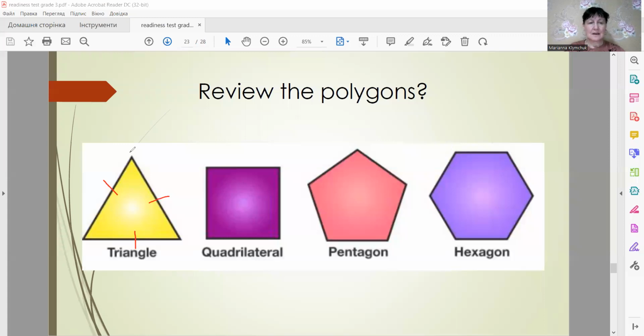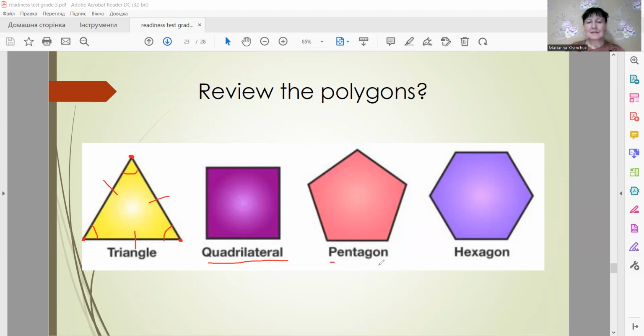3 sides. These are called vertices. So also 3 vertices, and 3 angles. Everything about number 3. Triangle, everything number 3. The next word, quadrilateral. Everything about number 4. 4 sides, 4 vertices, 4 angles.